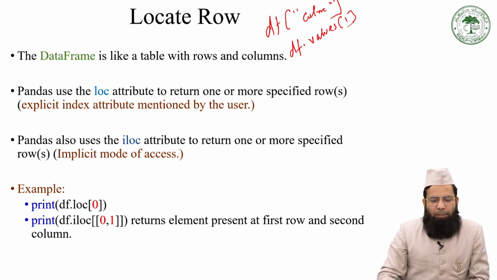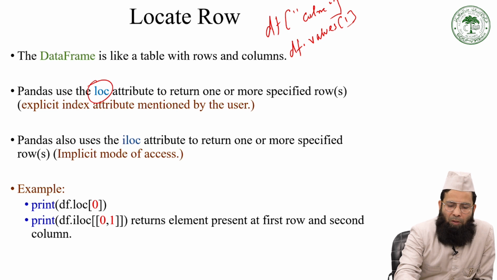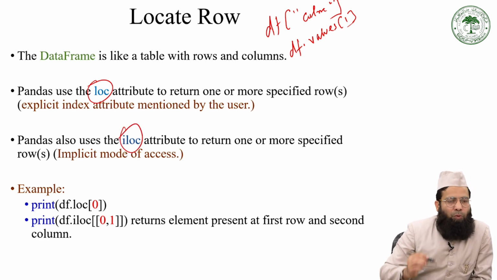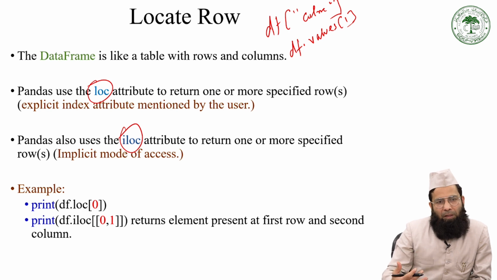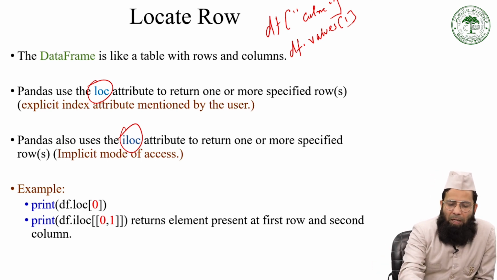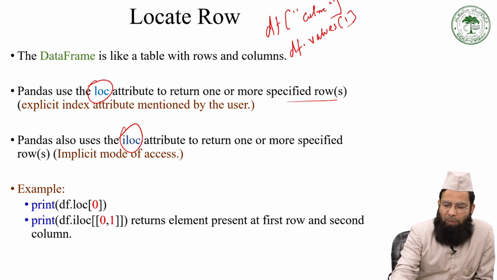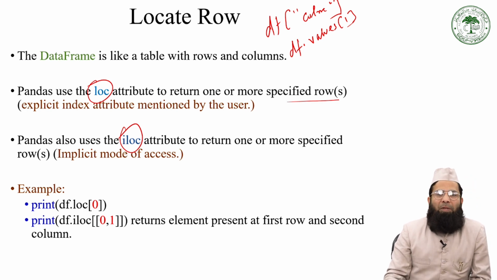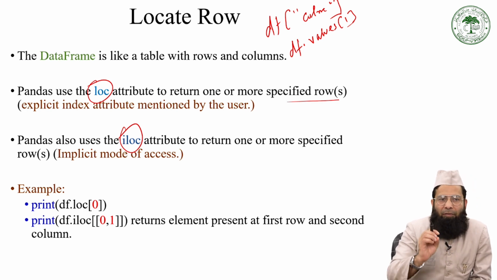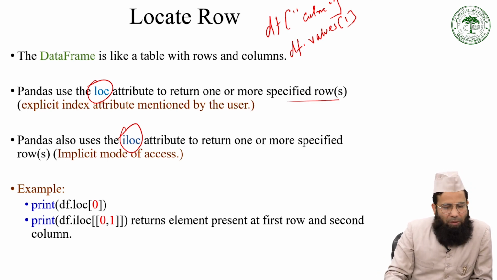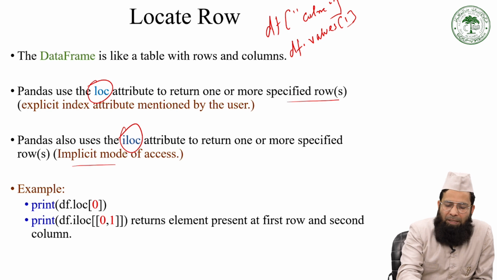The other way is you can use the loc attribute as well as the iloc attribute to access the rows and columns. Pandas uses the loc attribute to return one or more specified rows. Similarly, Pandas also uses the iloc attribute to return one or more specified rows. So what is the difference between loc and iloc? loc is the explicit index attribute mentioned by the user, and iloc is the implicit mode of access.